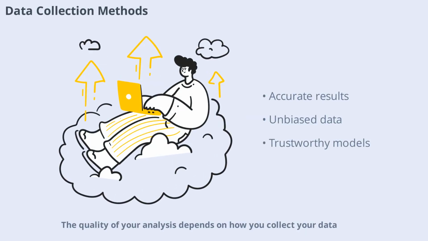The quality of your analysis depends on how you collect your data. Statistics provides guidelines for designing surveys, experiments, and observational studies. Proper data collection ensures that the results are accurate and unbiased. In data science, understanding sampling methods and data sources is critical for building trustworthy models and analyses. Good data collection is the foundation of any successful data science project.